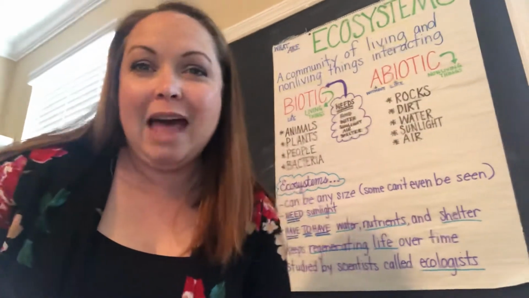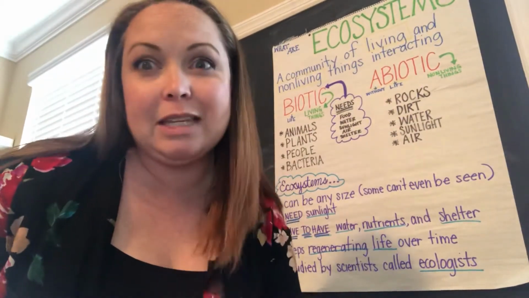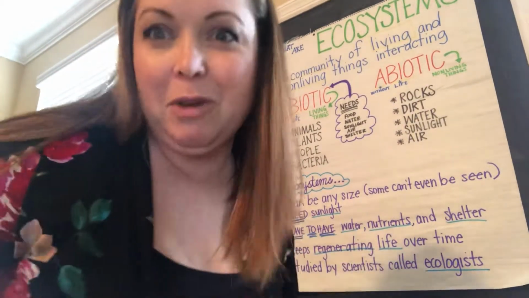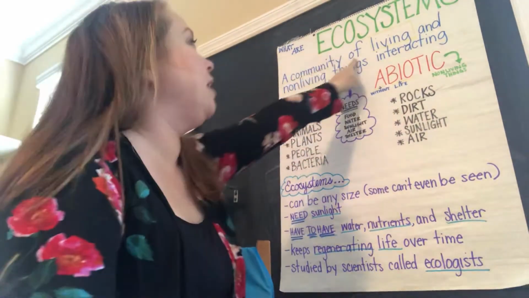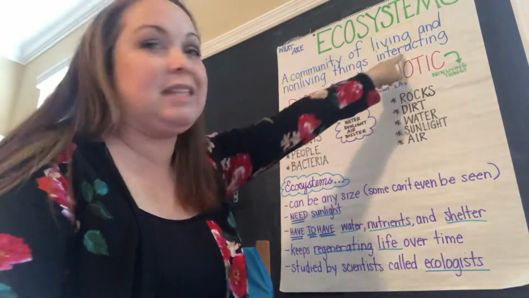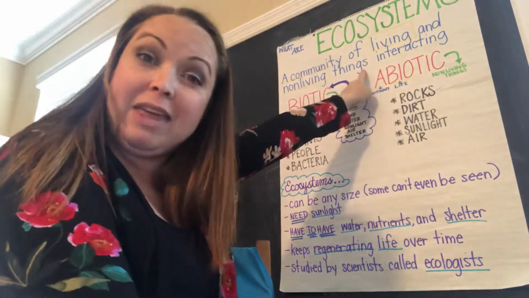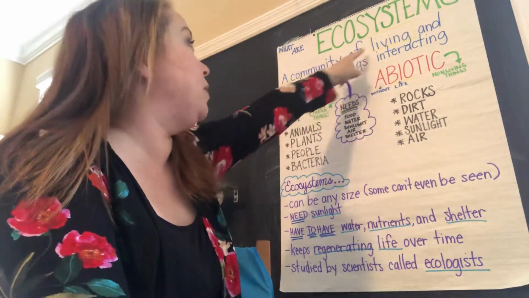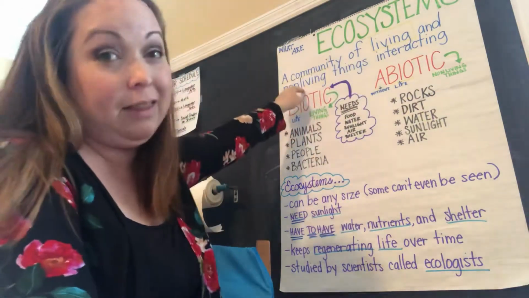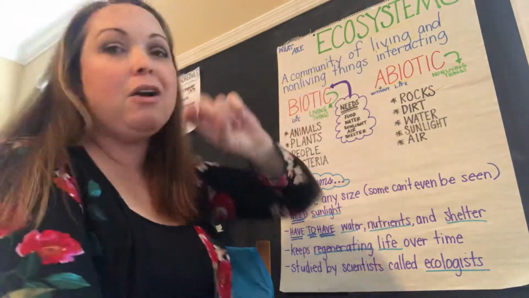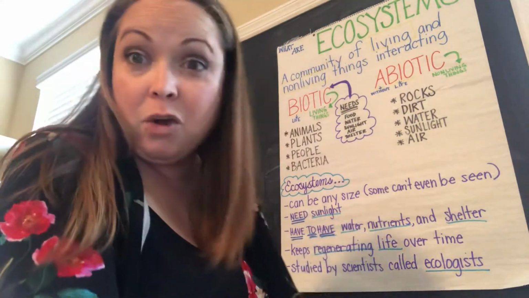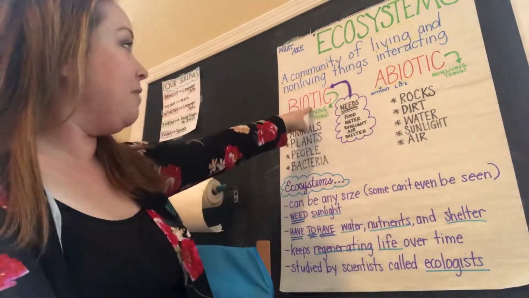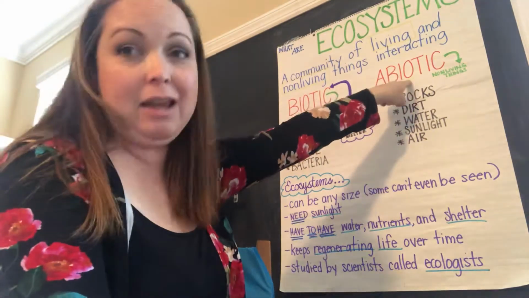So let's talk a little bit about ecosystems. What is an ecosystem, you might ask? An ecosystem is a community of living and non-living things interacting. The living things are going to be interacting with other living things and with non-living things. There are two types of what we call factors in an ecosystem: biotic factors and abiotic factors.